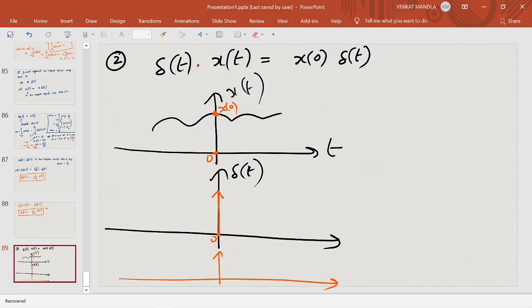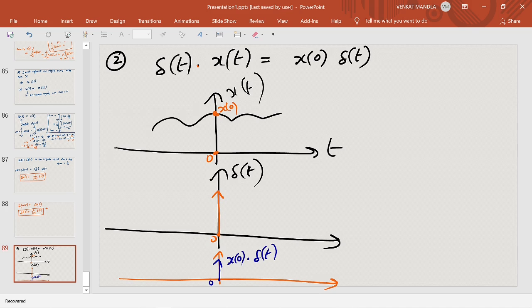So here only x of 0 multiplied with del of t. Del of t at t equal to 0 is infinity. In fact, if you want amplitude, you will get infinity at t equal to 0. But we don't need this. We don't need amplitude. So we want this x of 0 multiplied with del of t. That's it. This signal has area x of 0.